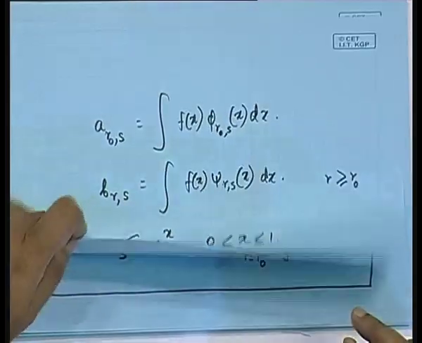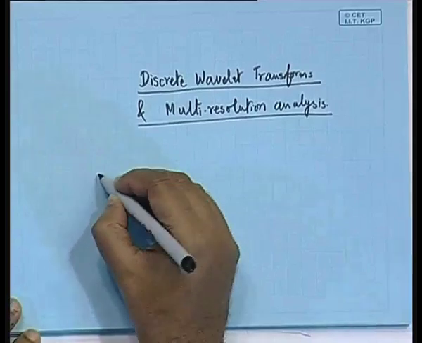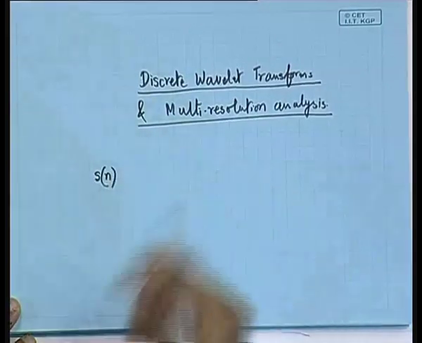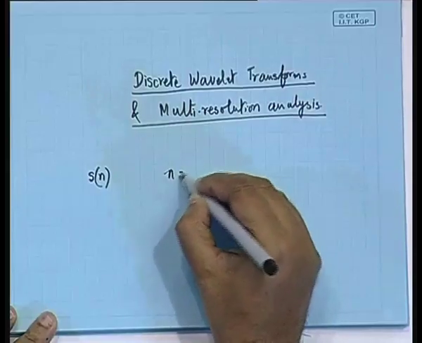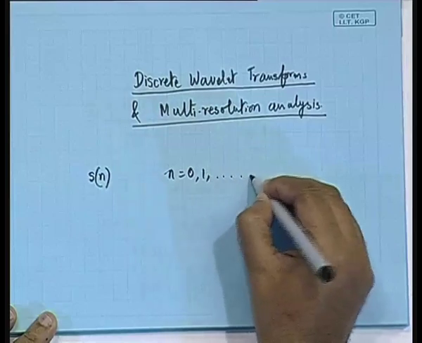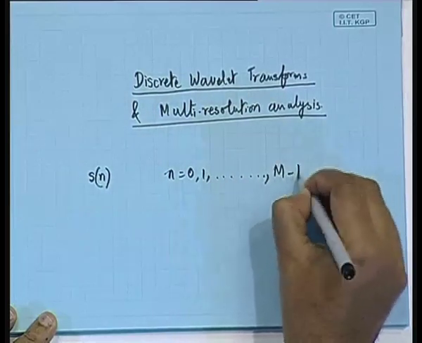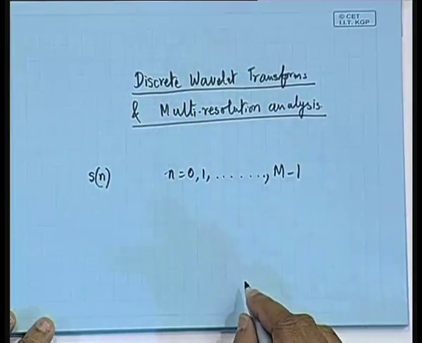So, what we will be doing now is that the definition of the signal now becomes that we write the signal as S of n, where n is going to be the samples of the signal, and we are going to have n as 0, 1 up to m minus 1. So, we are considering that there are m number of samples in the signal. This is S of n.